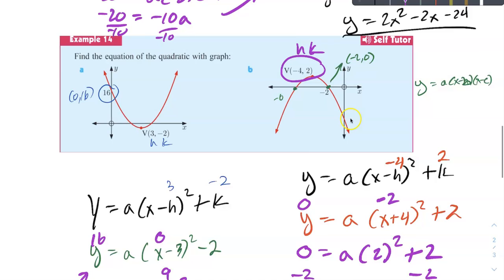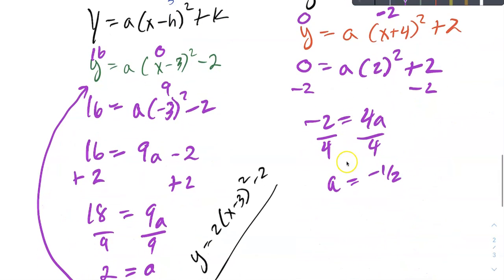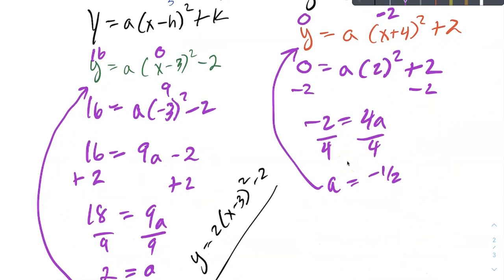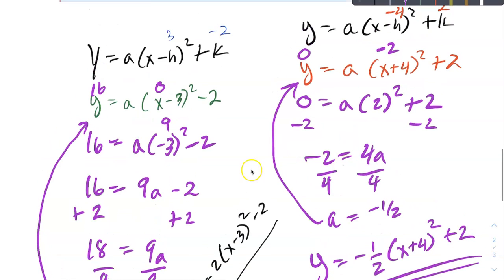And that does make sense, right? A is negative. My graph is opening down. And then plug it all back in. So y equals -1/2 times x plus 4 squared plus 2. And there we go. And that's the lesson.